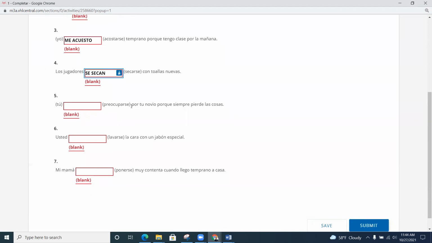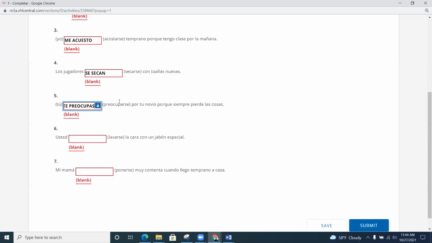Bien. Tú, preocuparse por tu novio porque siempre pierde las cosas. Pausa. Y volvimos. Tú te preocupes. Right? Because we know it's tú. That's how you conjugate the verb preocuparse. I'm sorry, preocupas.